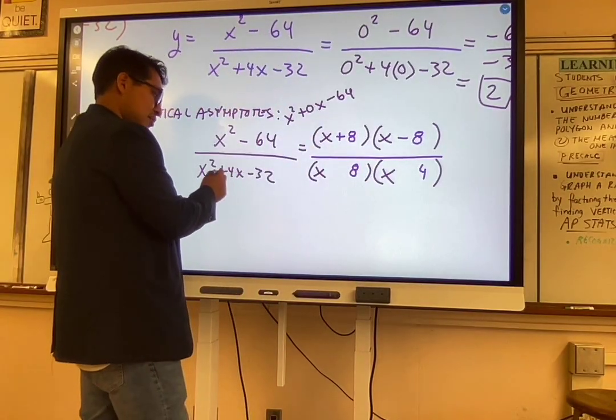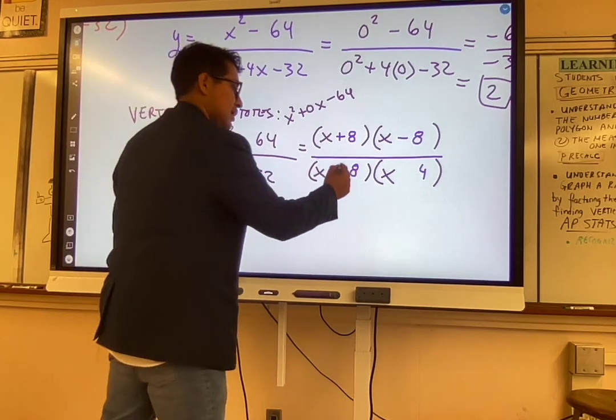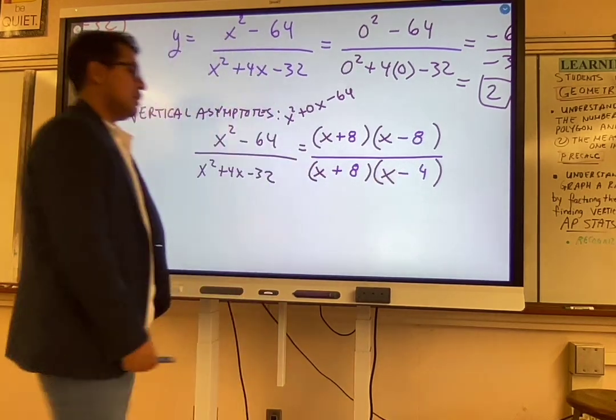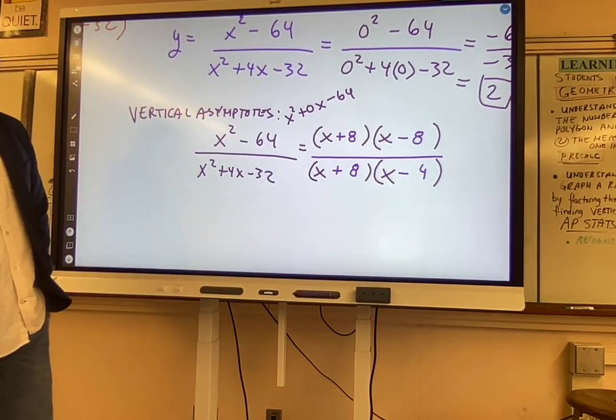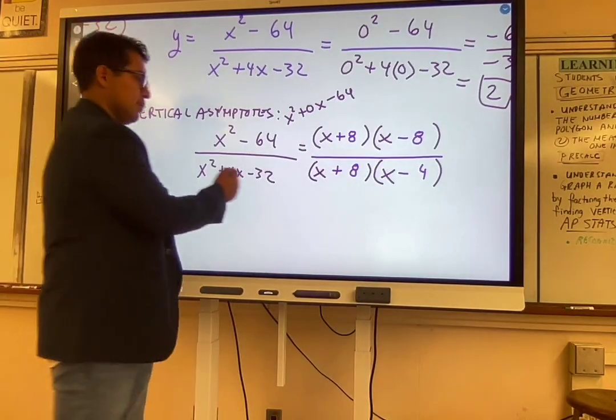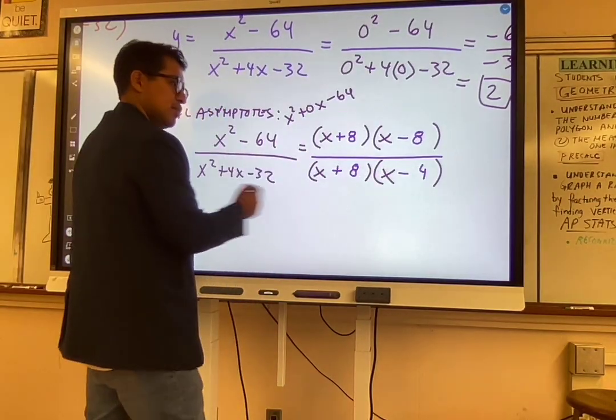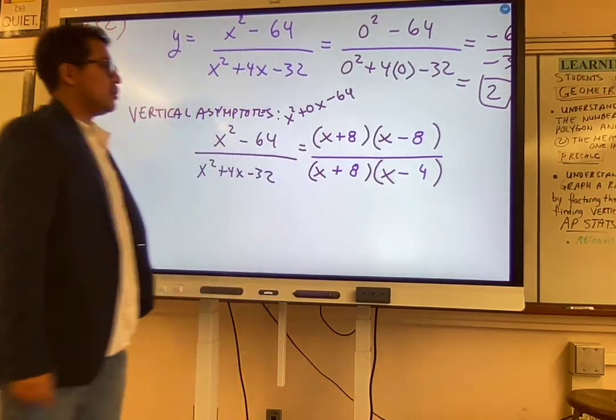It has to be negative, but I have to end up with a positive answer. So I believe this combination works. 8 times negative 4 is the right combination. Add these together, you get positive 4. Multiply these together, you get minus 32.